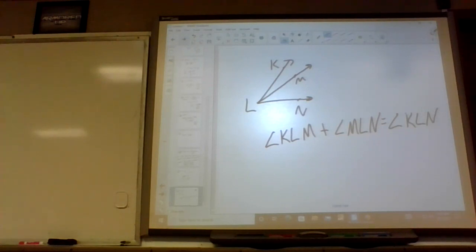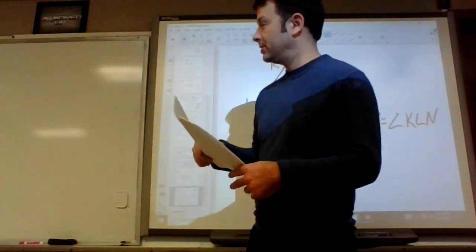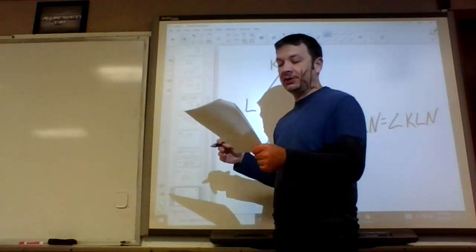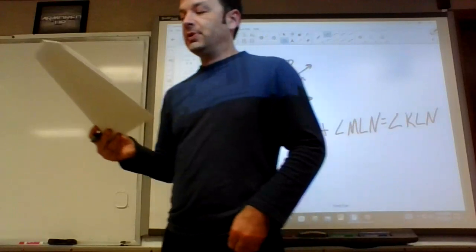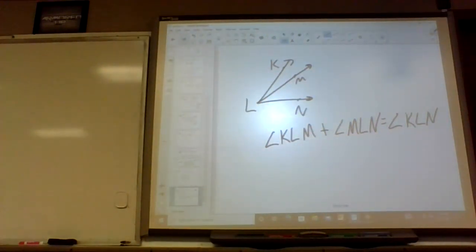The book called it definition of between, which I did not like. So I called it segment addition postulate. Just like we had angle addition postulate earlier, the two little segments add up to the big segment. So segment addition postulate. The last books we used called it segment addition postulate. I thought it was much better.